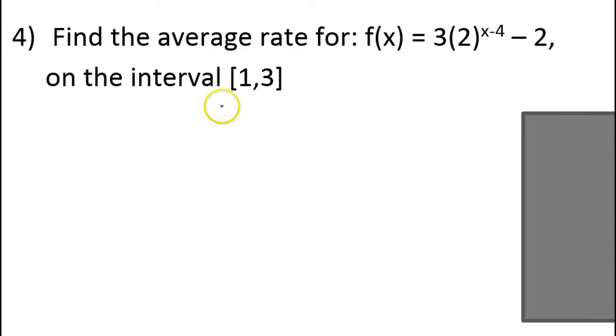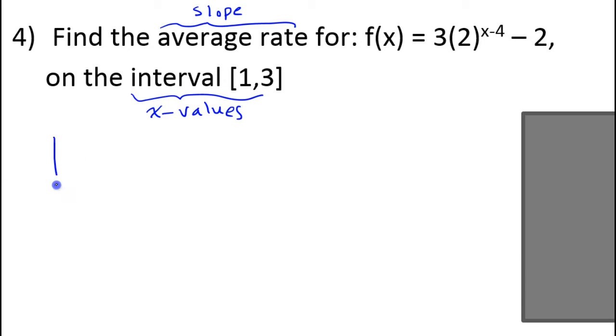Let's practice finding the average rate of change for a function given a certain interval. So again, average rate of change is just another way of saying slope. So keep that in mind. And when you're given an interval like this one, these are x values. So I recommend making a table of values to keep yourself organized as we find the slope, or average rate of change, between these 2 points.